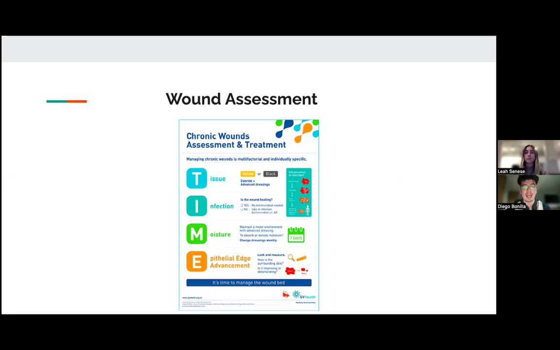And lastly, E is for edges, which is the skin around the wound. You can measure your own wound to be able to assess if it's getting bigger or smaller with a tape measure or ruler. You can assess the length and the width of it. If your wound isn't healing properly and it's getting bigger, then you should go to the doctor as well.